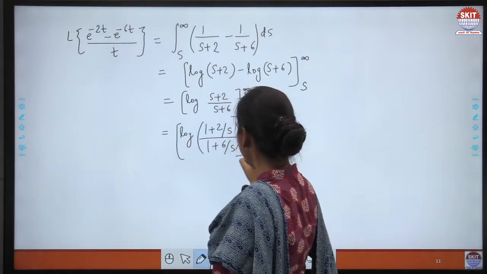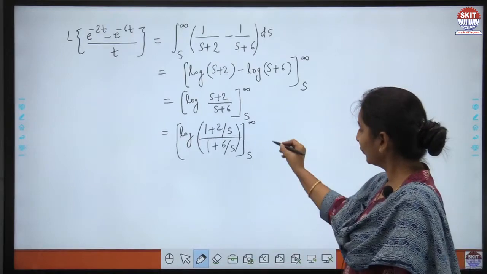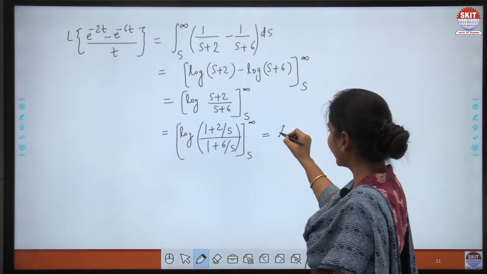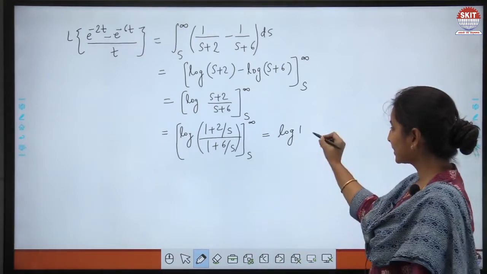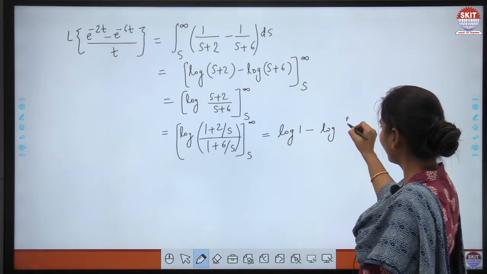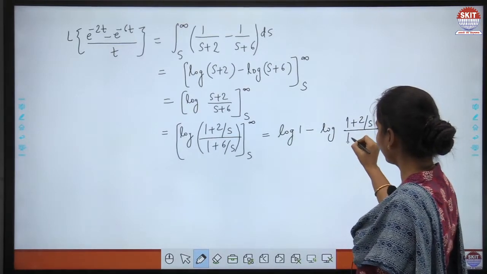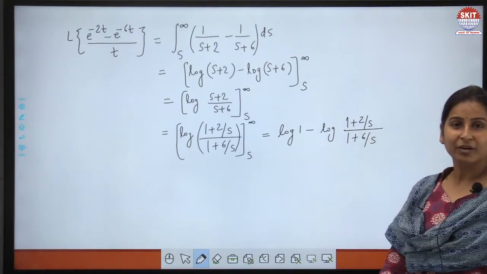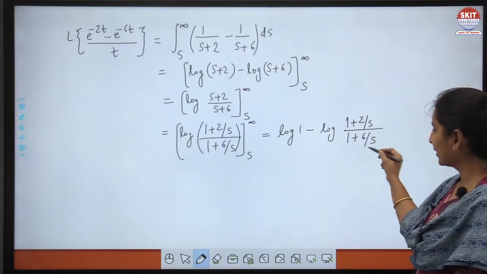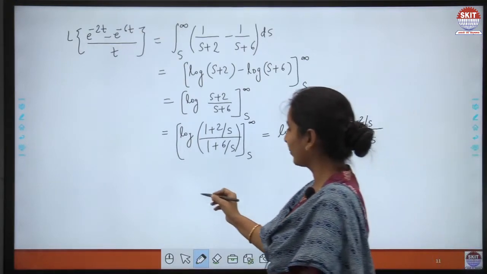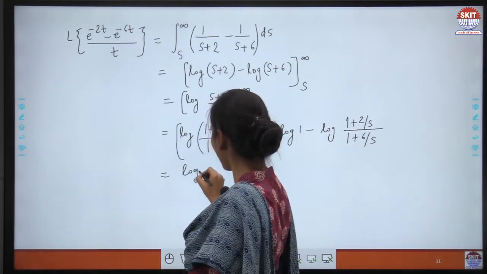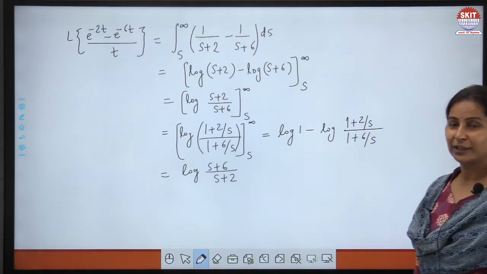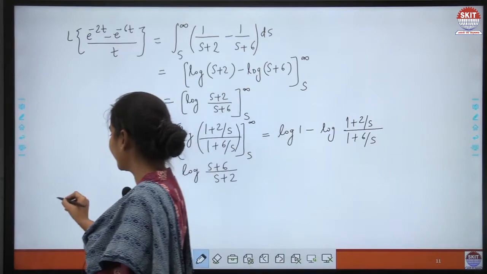And now I have to replace the limit s to infinity. When I put the limit infinity in this, 2 by infinity becomes 0 and 6 by infinity becomes 0, and I get the result as log of 1, which is 0. The next term becomes log of (1 plus 2 by s) over (1 plus 6 by s). Log 1 is 0, so I am left with only this quantity, and since I have a minus sign here, I can reciprocate the function, so the numerator goes in the denominator and the denominator in the numerator. So the result becomes log of (s plus 6) by (s plus 2). So this is how we have calculated the Laplace of this function. Now what do we have to evaluate?